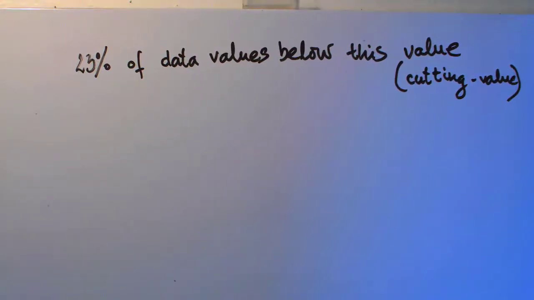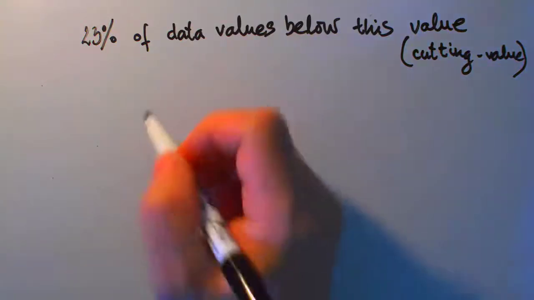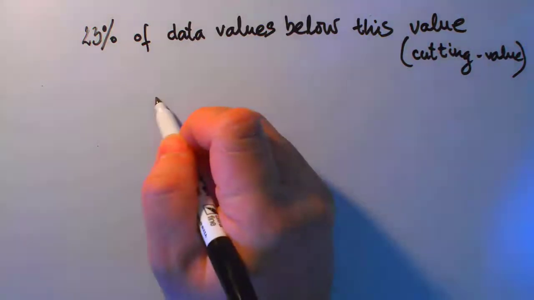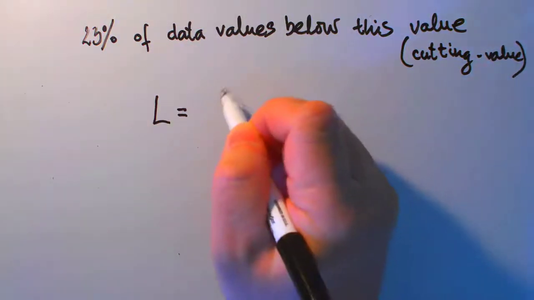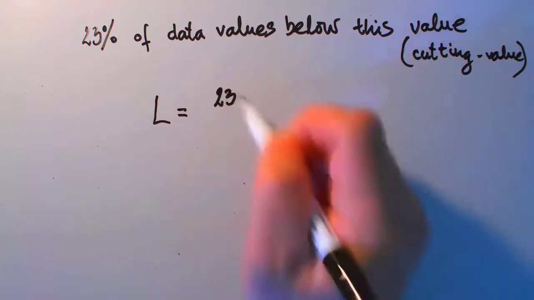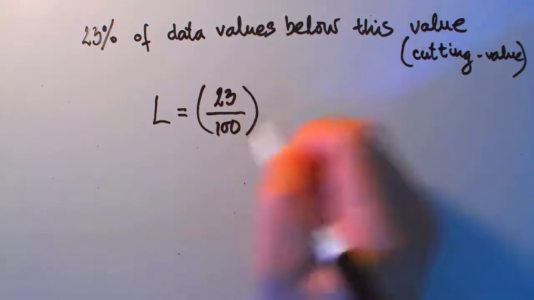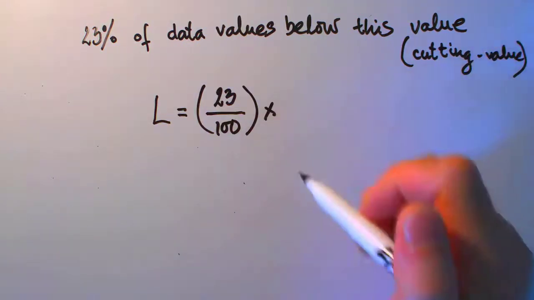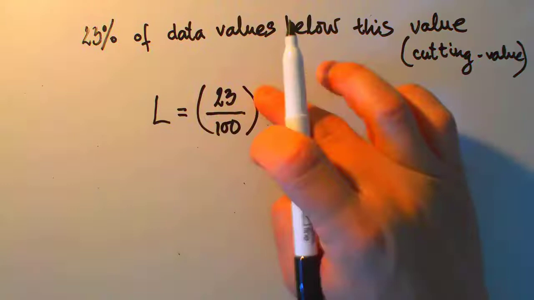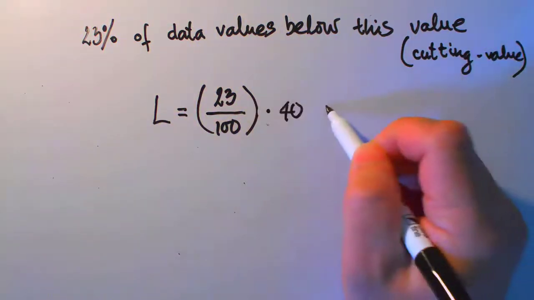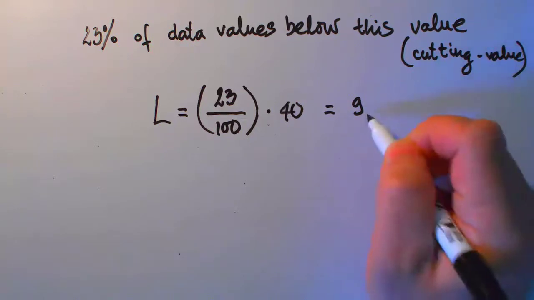All right, and so therefore, we're going to look for the locator. As given in the formula, 23% is going to be my P number, divided by 100, multiplied by 40. So my locator here turns out to be 9.2.